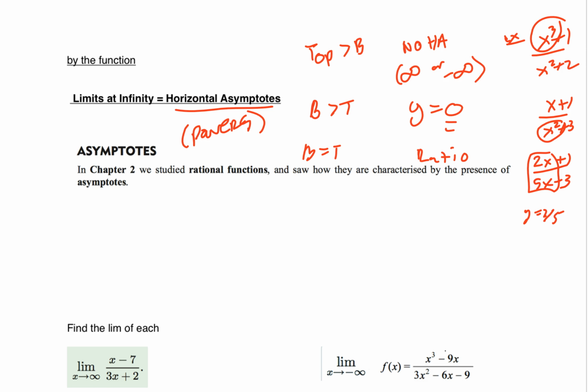All we're going to look at is the powers if we have a function. So if you have top power bigger than a bottom power, it's going to be infinity or negative infinity. If you have bottom bigger than top, it's going to be 0. And if you have them the same, then it's going to be the ratio. So let's do a few examples and then we're done.